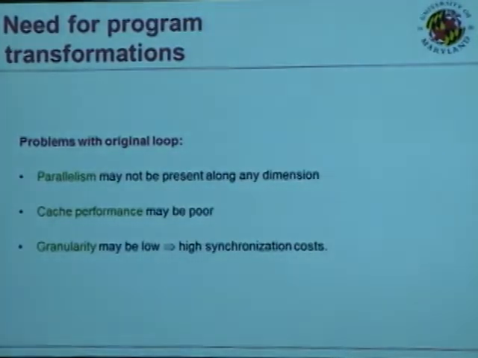Okay, so we've already talked about the need for program transformation. You may not have parallelism along any dimension. That's one problem you may have. Or the cache performance may be poor for a certain loop, and the granularity may be low. Now, just because these problems are present in the original loop doesn't mean the compiler can't do anything about them. The compiler can change the loop, and that's called program transformation.